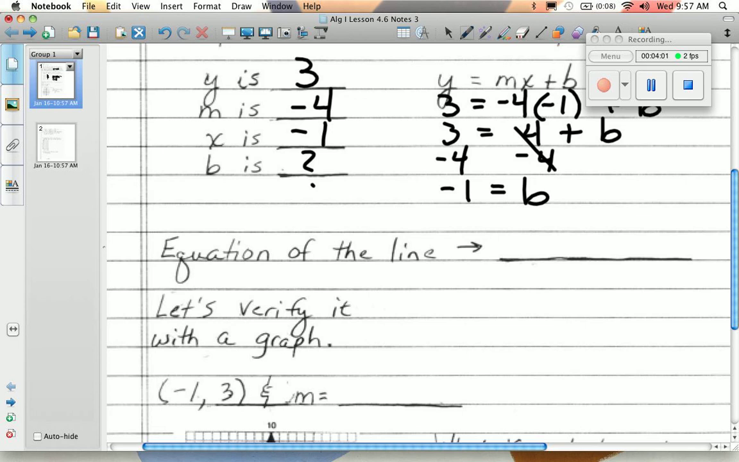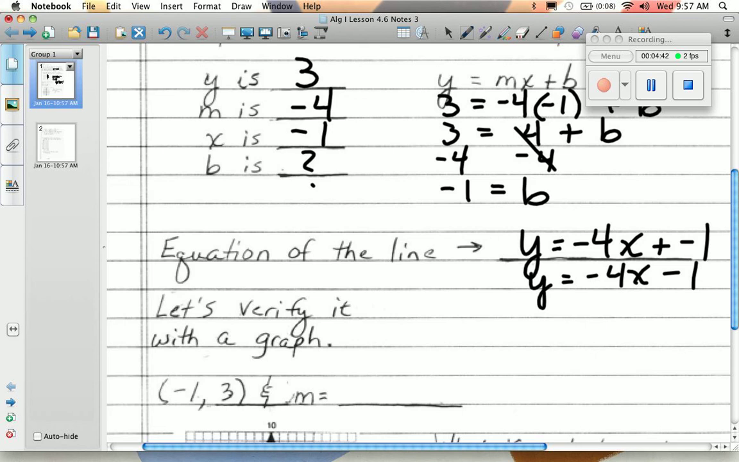We just found the y-intercept. Did we know the slope? Do we have enough information to write the equation of the line then? Absolutely we do. What is it? Y equals -4x plus -1. Cleaned up, that is? Y equals -4x minus 1.